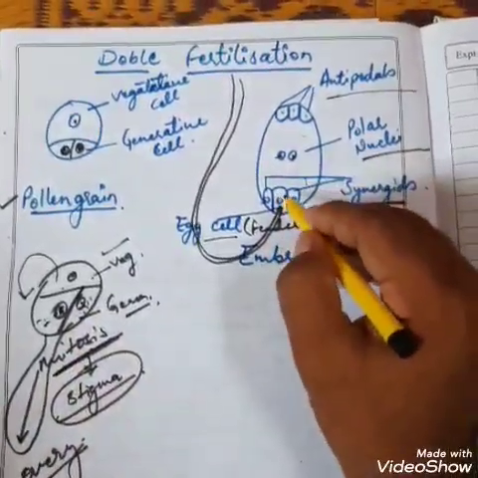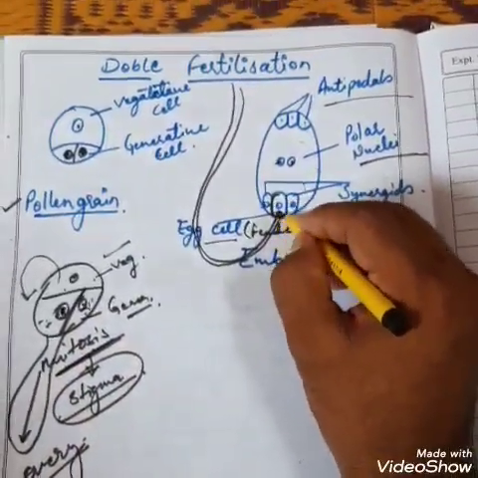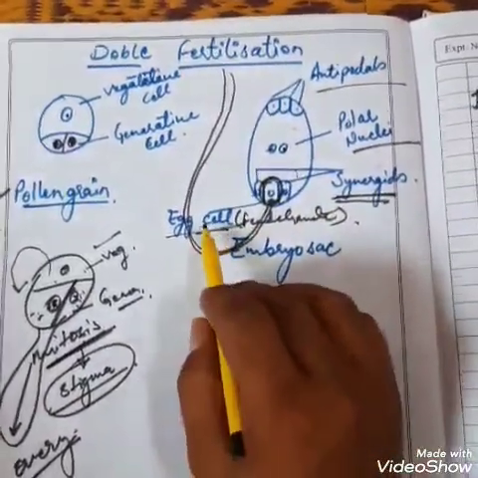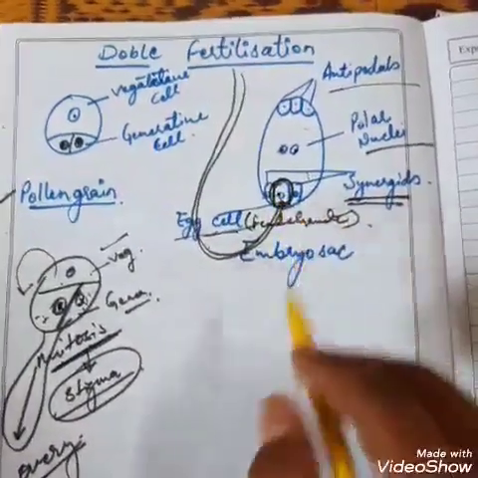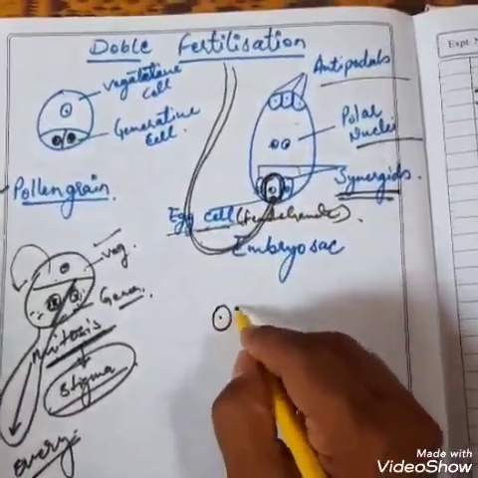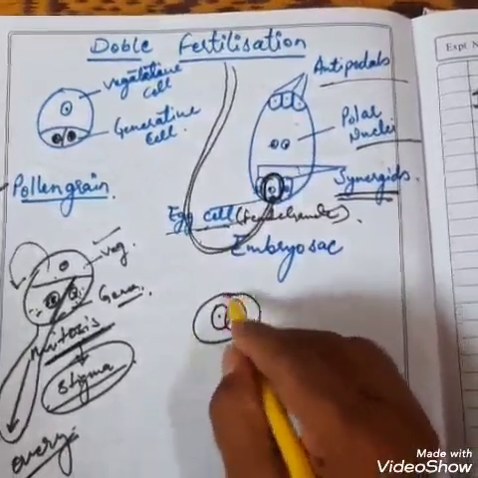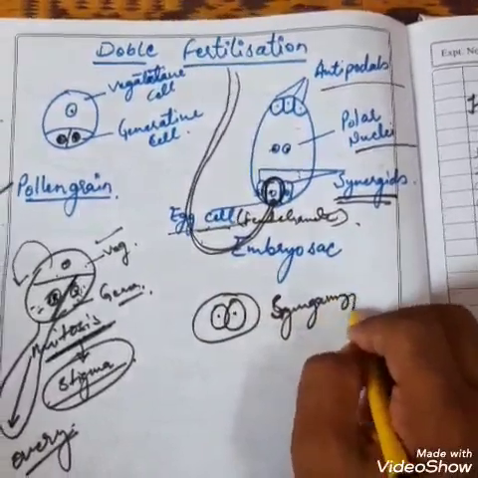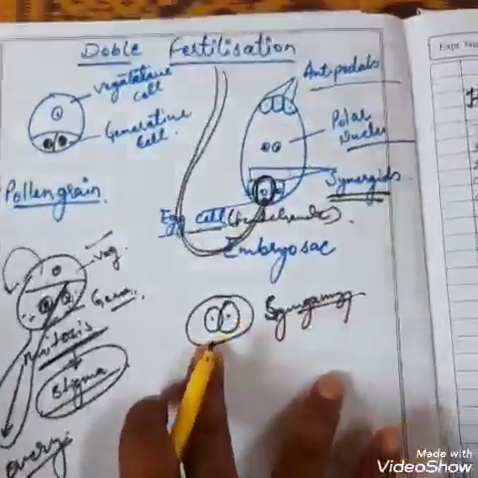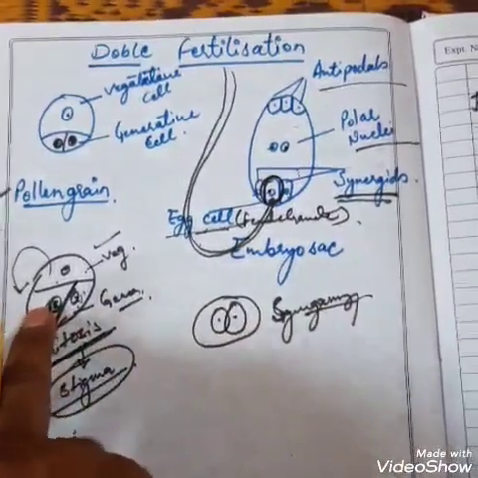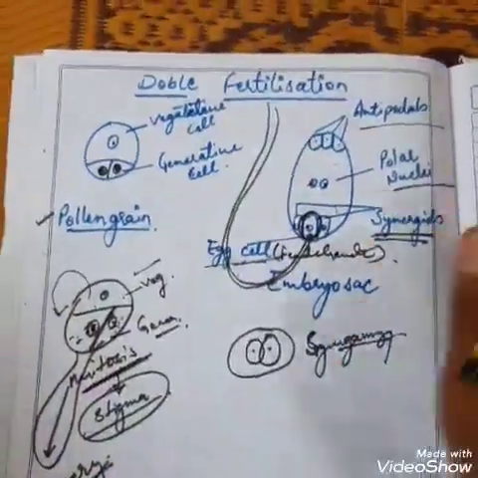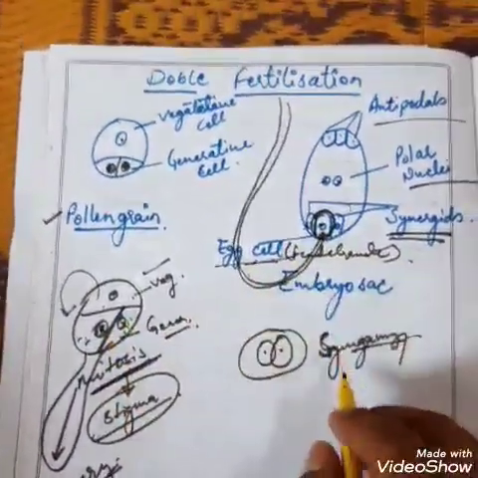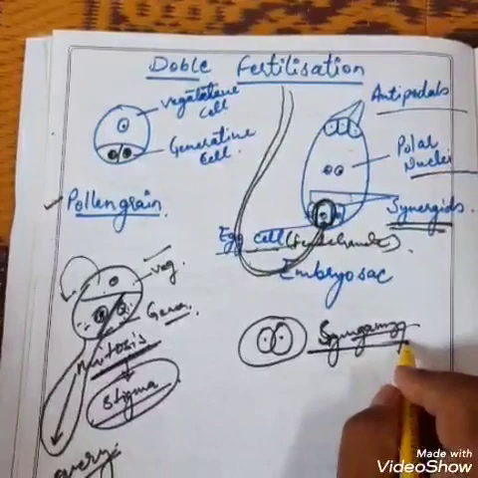One male gamete fuses with the female egg cell. This process of fusion of male and female gamete is known as syngamy. This is actually real fertilization. One male nucleus fuses with the egg cell of the embryo sac. This is the first fertilization, known as syngamy.